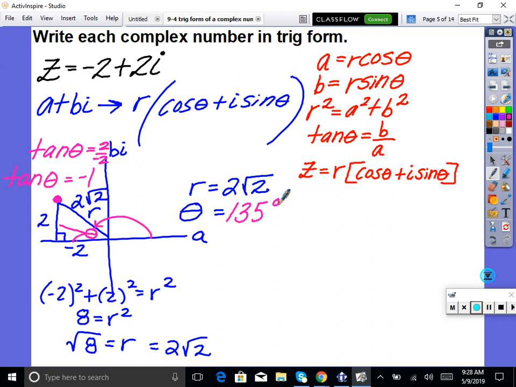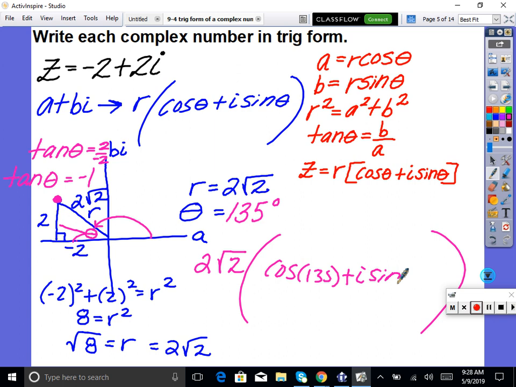Okay, so let's write it. I'll plug it in. We have 2 root 2 is our radius times the cosine of 135 plus i sine of 135. And now it's written in its trig form. Done. So we just had to draw a picture, find r, find theta.